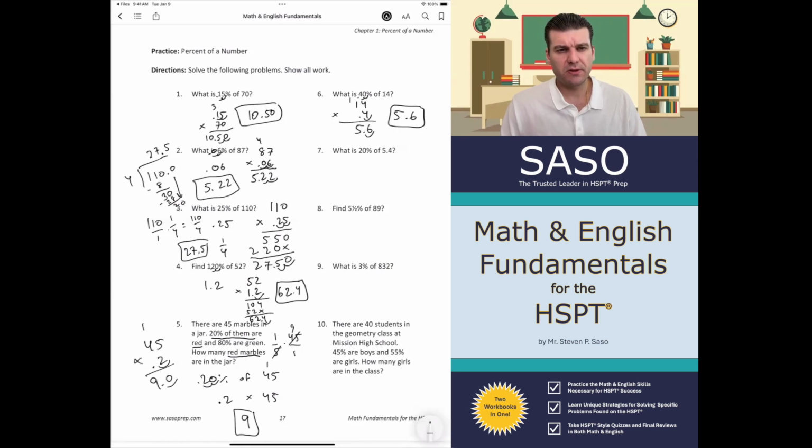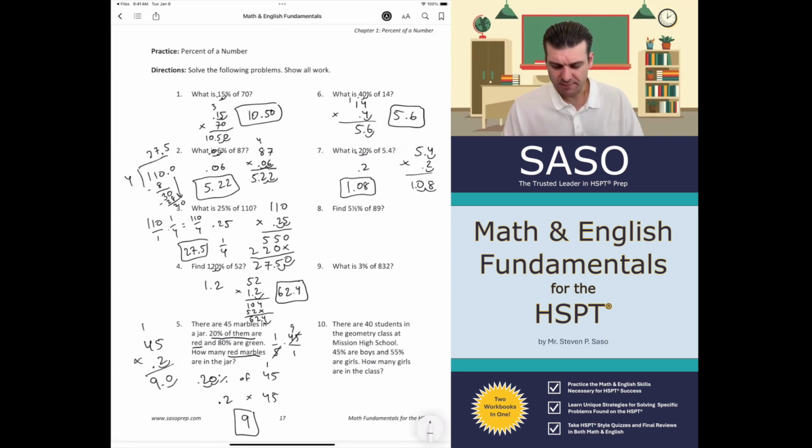So let's do number 7 together here. What is 20% of 5.4? And this is one where changing 20% to 1/5 is not going to work so great. So we change 20% to a decimal, which is 0.2, and then we do 5.4 times 0.2. And this is really easy, right? 2 times 4 is 8, 2 times 5 is 10. How many total decimal places in both numbers being multiplied? 1, 2. From right to left, we go the same number of places, so 1.08. Very easy way to do that problem.